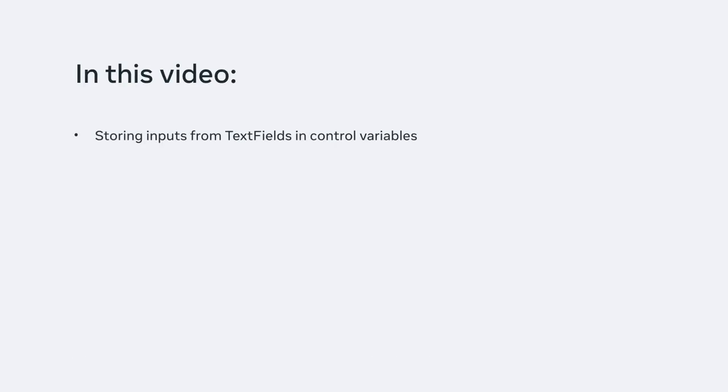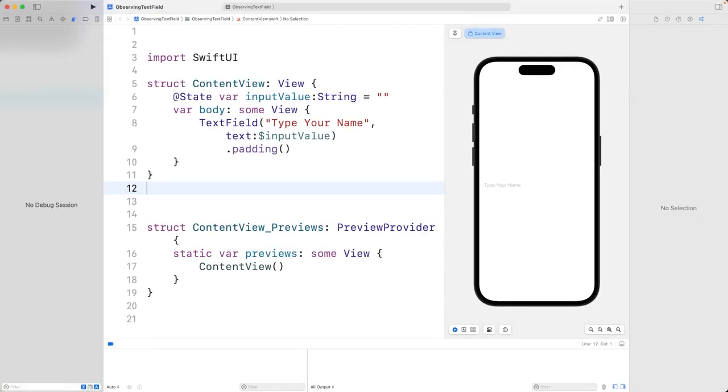In this video, you'll learn how to store inputs from text fields into control variables and how to detect their changes. You'll also discover how to detect when a text field begins or ends editing. Text fields make it possible for users to type text into your app. For example, like customers typing their name in when signing up for the Little Lemon newsletter.